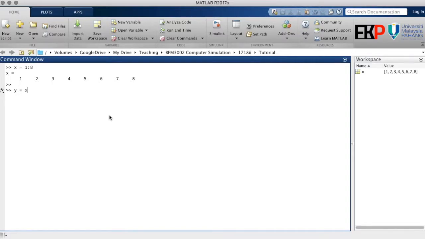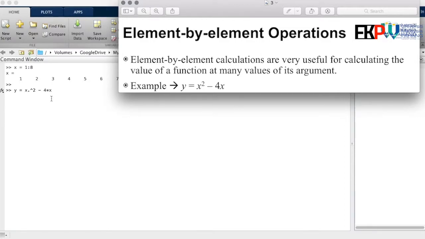type in is y equals x dot power of 2 minus 4 times x. For 4 times x, there is no need to include the dot symbol because 4 is a scalar. Multiplication of an array with a scalar doesn't require element by element operation, but the one that requires it is the exponentiation of 2. So when we press enter, we will get the value of y for every value of x.